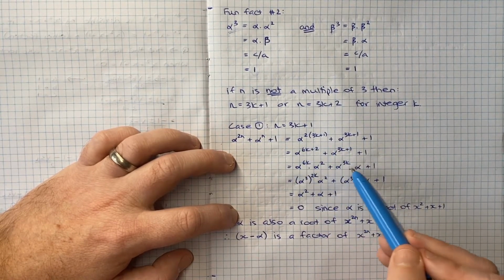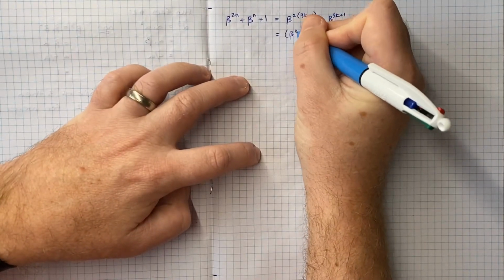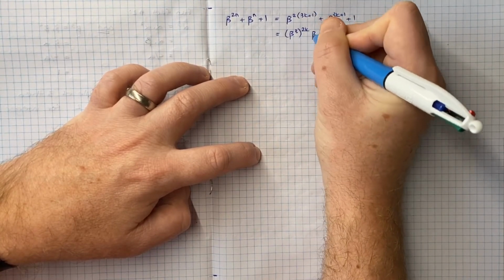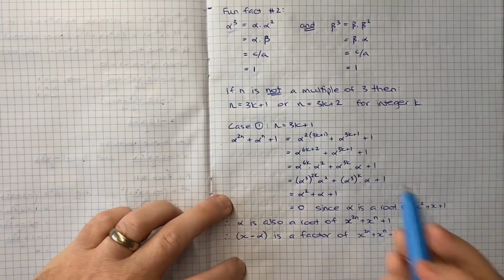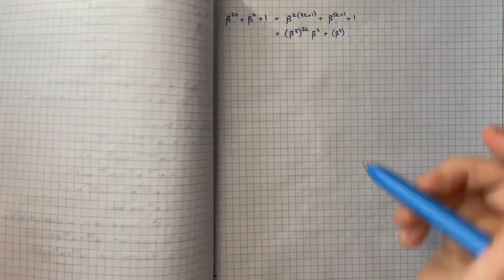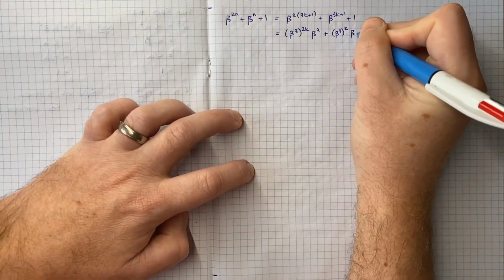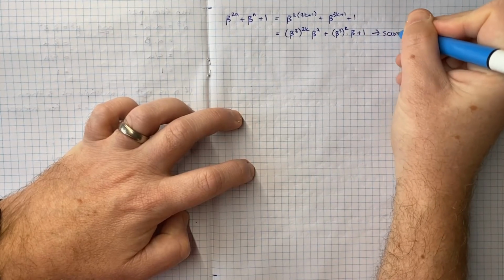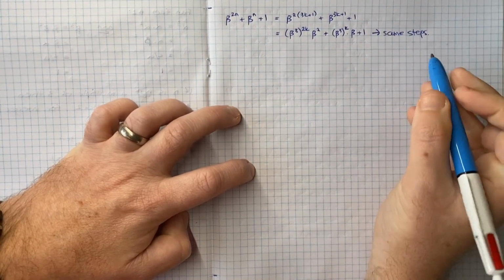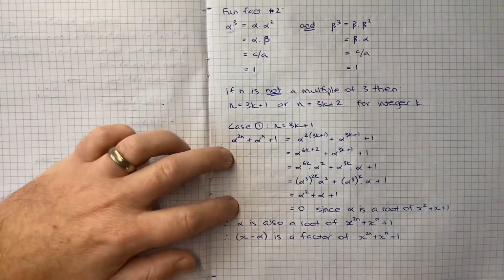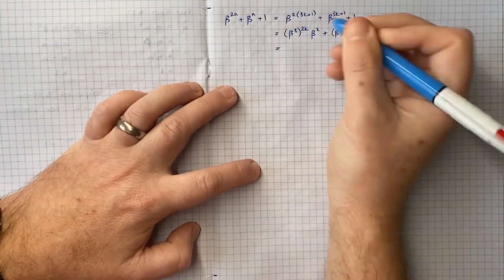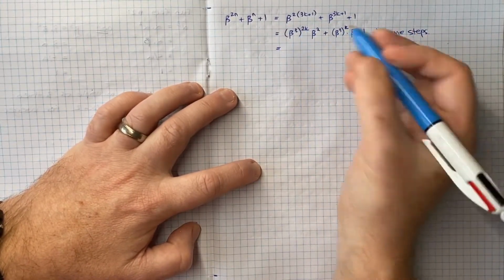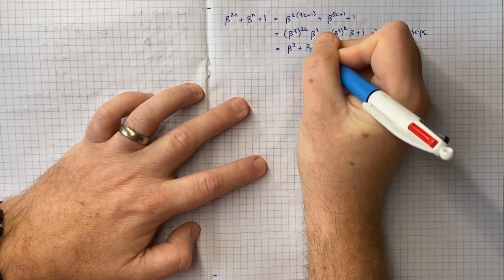So we could probably get that down to beta cubed to the 2k times beta squared plus beta cubed to the k times beta plus 1. So that's just the same steps as what we did for alpha. And again, because in our fun fact number 2, we also showed beta cubed was 1, you can then have that same conclusion where 1 to the power of anything is still 1. So you get beta squared plus beta plus 1.